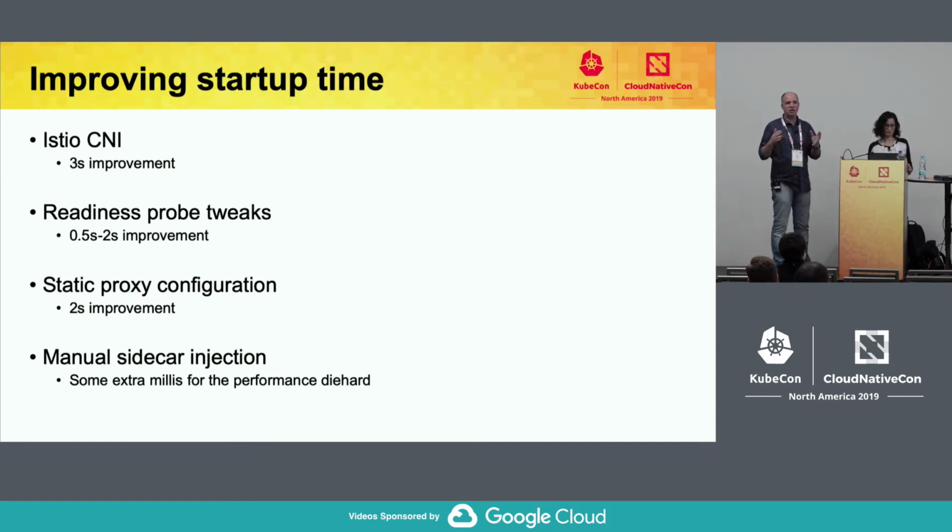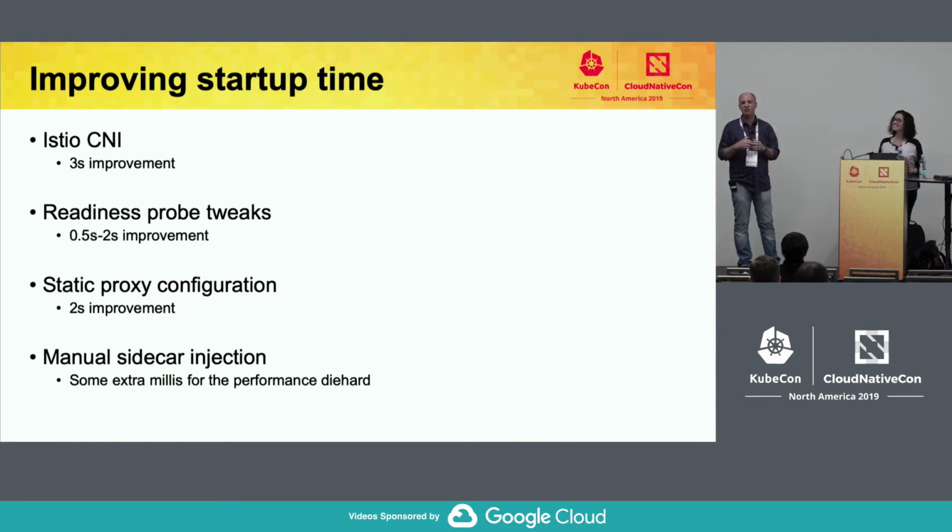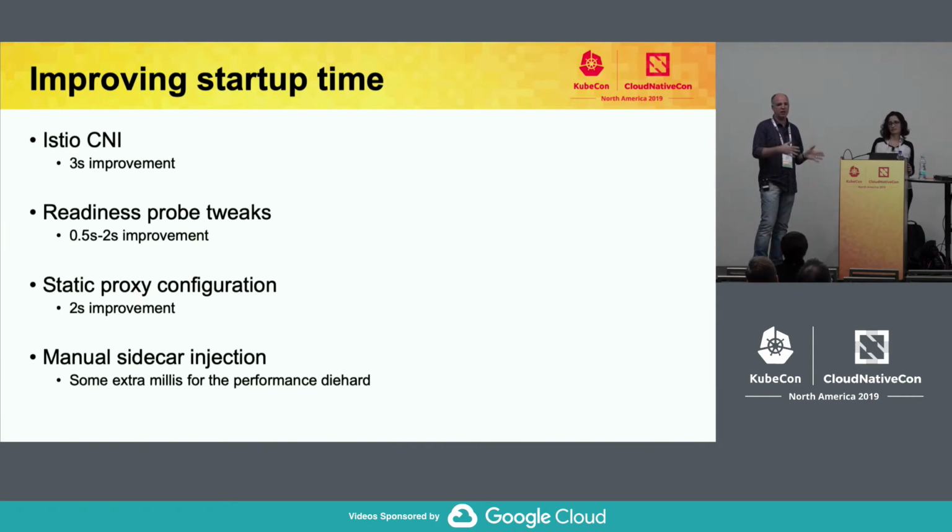And if you're really down to the last millisecond and you absolutely need to have that, instead of having dynamic injections through the admission webhook, you can do that statically in your CI/CD by running istioctl kube-inject and getting all of the setup done ahead of time.